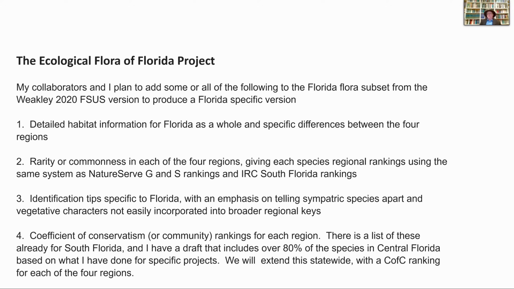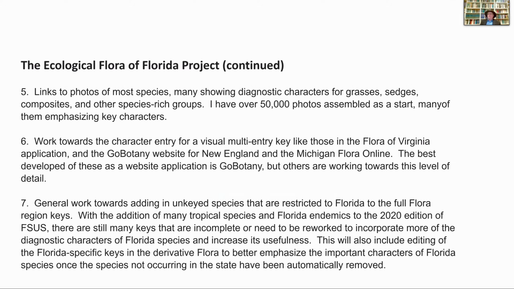We propose to use that weekly subset of the Florida flora to add in detailed habitat information for Florida and differences in habitat between the 4 regions, the rarity or commonness within each of the 4 regions by expanding their G and S rankings to regional rankings, identification tips about how to tell them apart within Florida, coefficient of conservatism, which I'll get into later, and links to the photos of the species, which we can always use more contributions towards, particularly photos that show diagnostic characters of grasses and sedges and other species-rich groups.